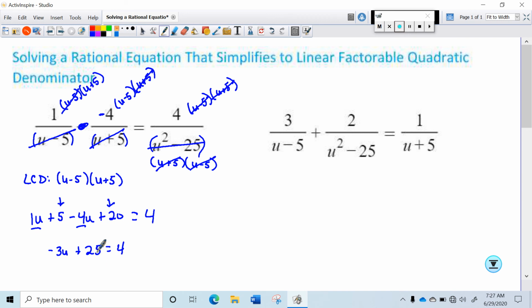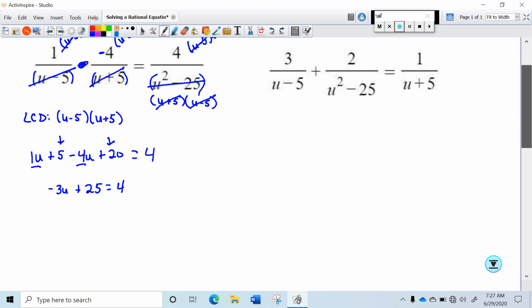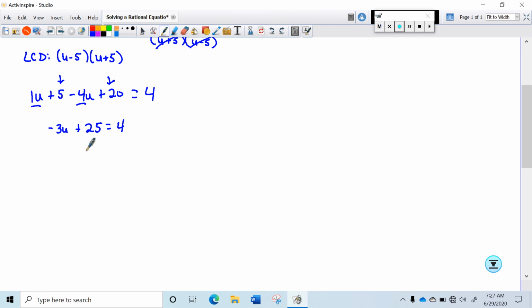I need to get the u by itself. So I am going to subtract 25 from both sides. Negative 3u, opposites cancel, equals 4 take away 25 is negative 21. Divide both sides by negative 3. Top cancels with bottom. Negative on the top cancels with the negative on the bottom. 21 divided by 3 is 7.